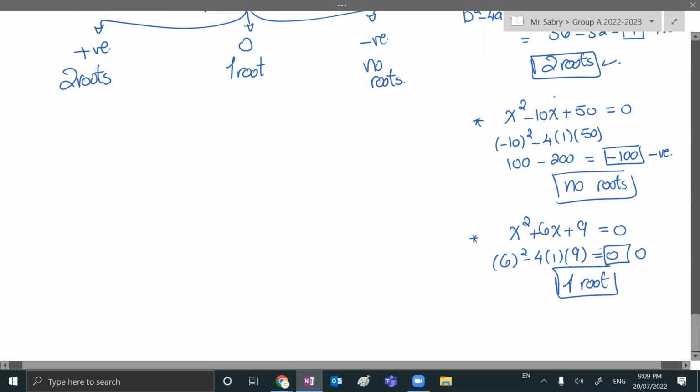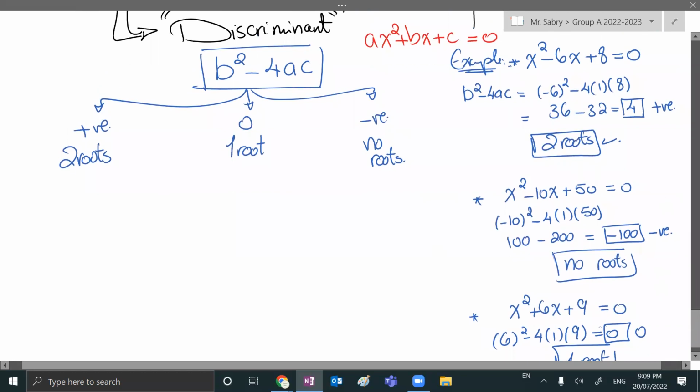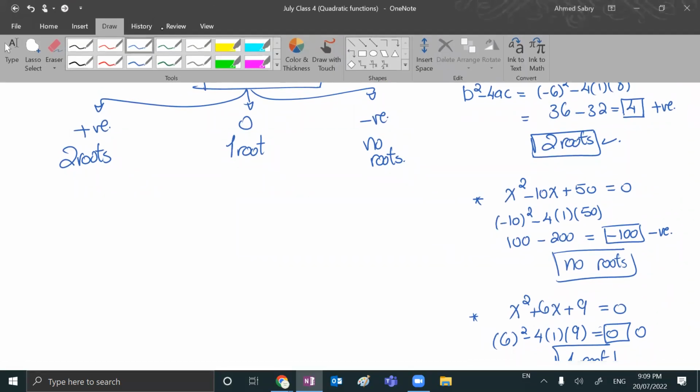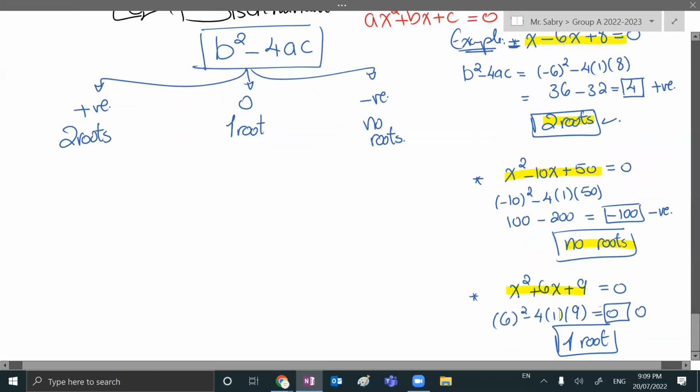So you see, 3 different functions are written here. The first one is this one, x squared minus 6x plus 8, and this one had 2 roots. But this one had no roots. And this one had 1 root, all depending on the result of the b power 2 minus 4ac. When it's positive, it's 2 roots. When it's negative, it's no roots. And when it's 0, it's 1 root. Does that make sense?